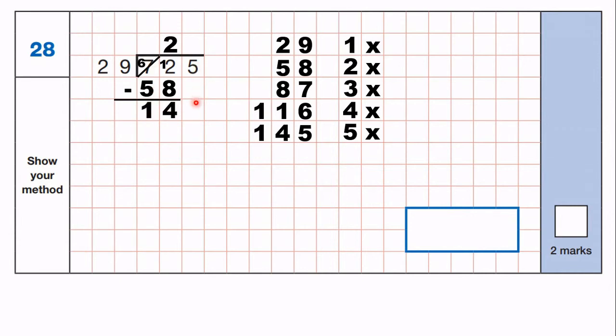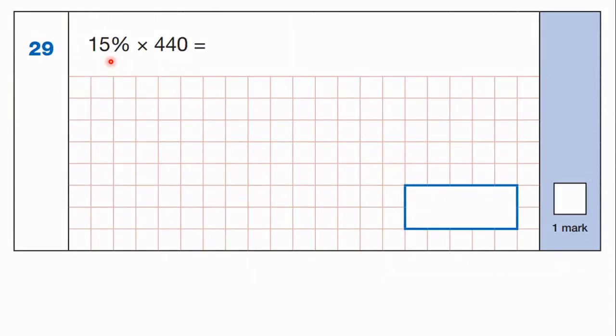And we can bring down the 5, so we have 145 divided by 29. We can see that 5 times 29 is 145. So we have 5 as the final digit of our answer, which is 25. Question 29.